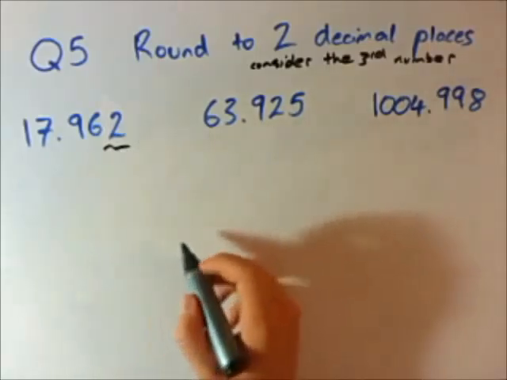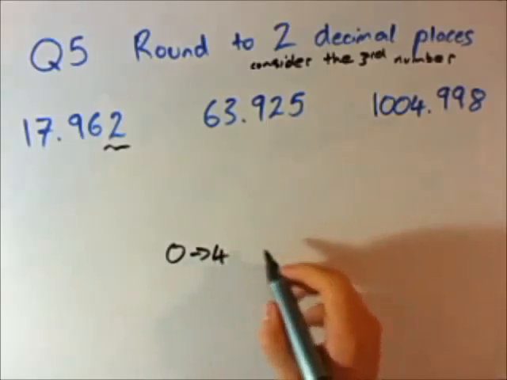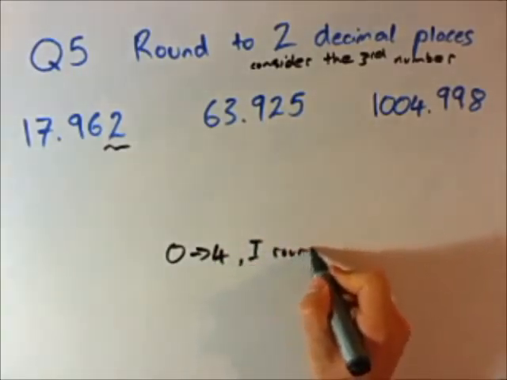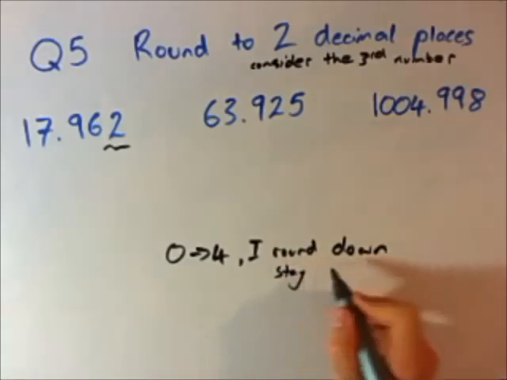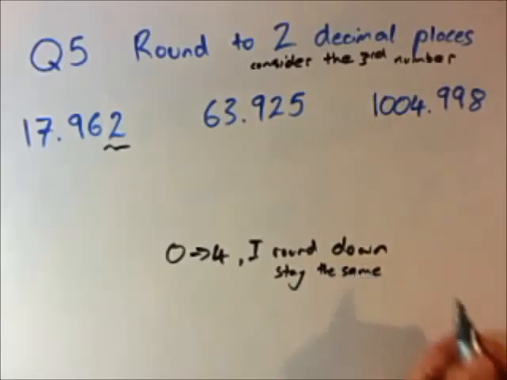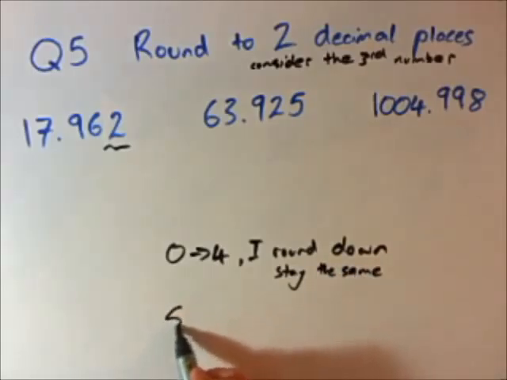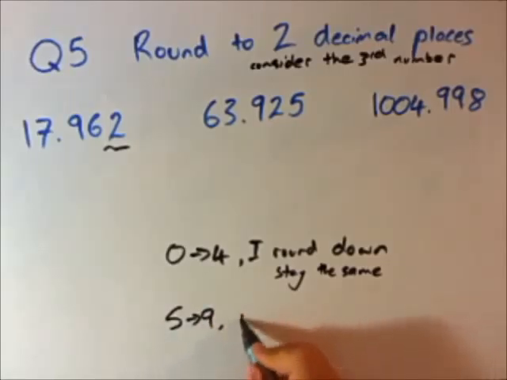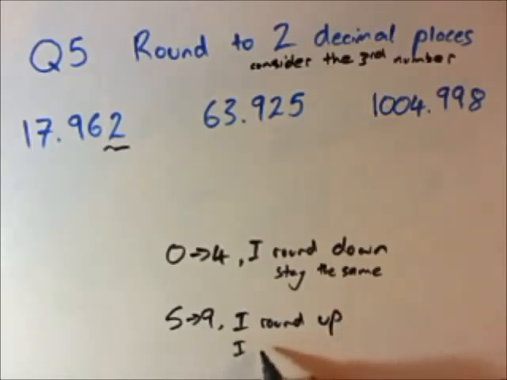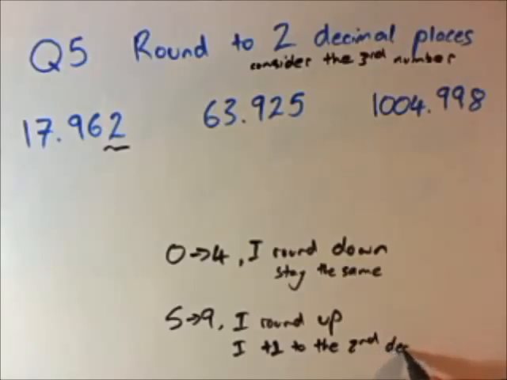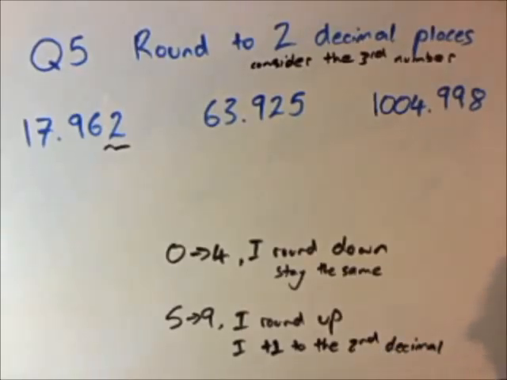Now if it is between 0 and 4, I round down. And this also means stay the same. Now if it's between 5 and 9, I round up. So I add 1 to the second decimal. You're probably thinking, what is going on here? So how about we use these examples to explain what I mean?